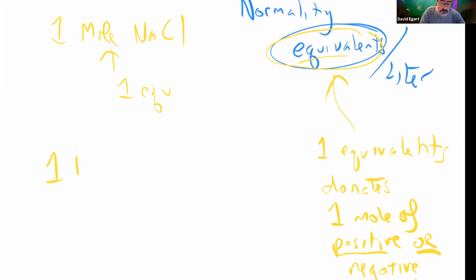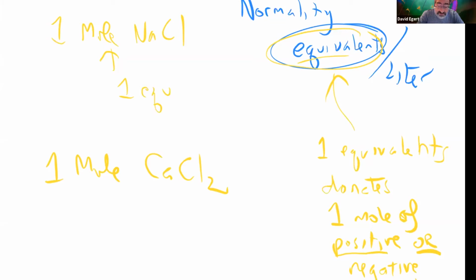What about 1 mole of calcium chloride? What happens if you put 1 mole of calcium chloride into water? How much total positive or negative charge do you add in? Well, it's 1 positive and 2 negative.